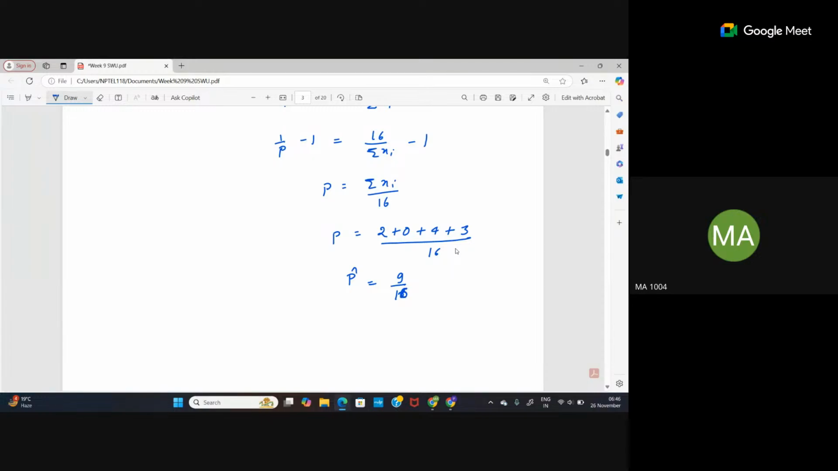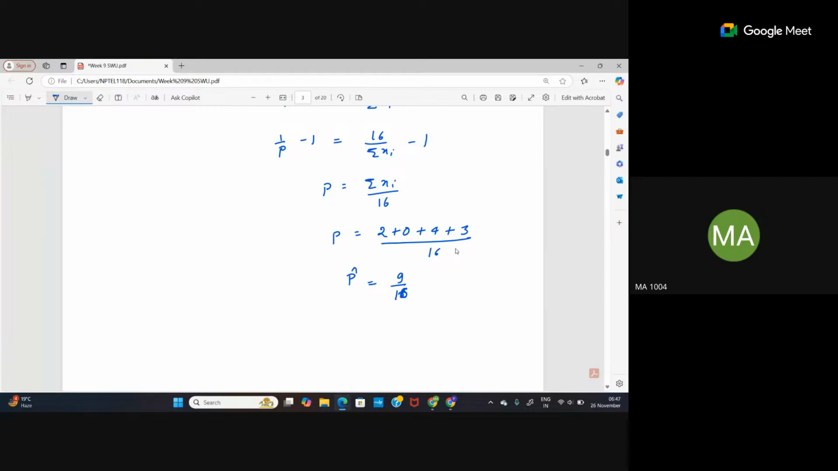Fine. Any doubt in this? Actually, we calculate P. At the end, we say P hat. Why do we say P hat? See, what we are doing here, we are finding out the estimator for p, parameter p, right?